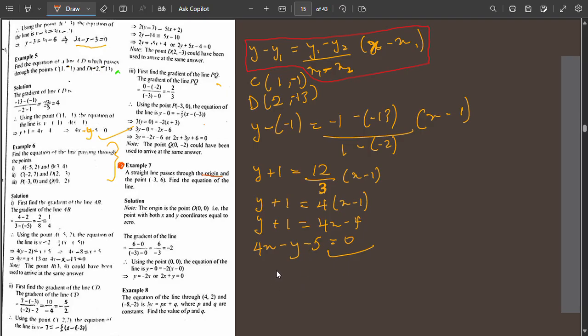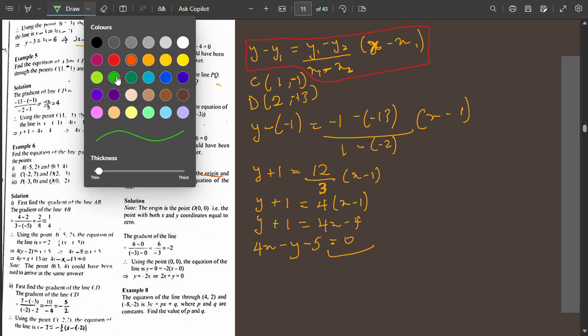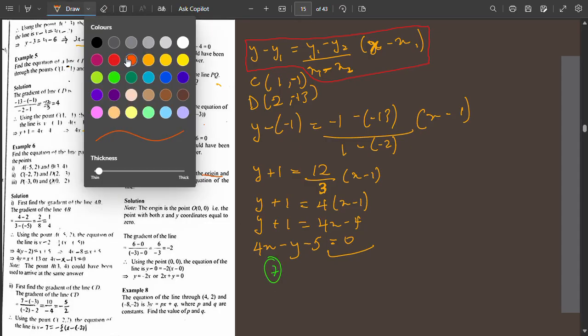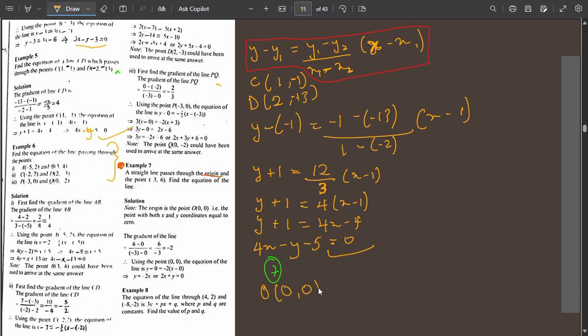If you just find the gradient, because it passes through the origin, that's example 7. We know the origin itself is a point, right? So the origin has coordinates 0, 0. And then we've been given another point, let's say P, that is -3, 6. With these 2 points, you can find the gradient. Always, when a line passes through the origin, you don't even need to use 2 points. You just use 1 because the other is 0, 0.